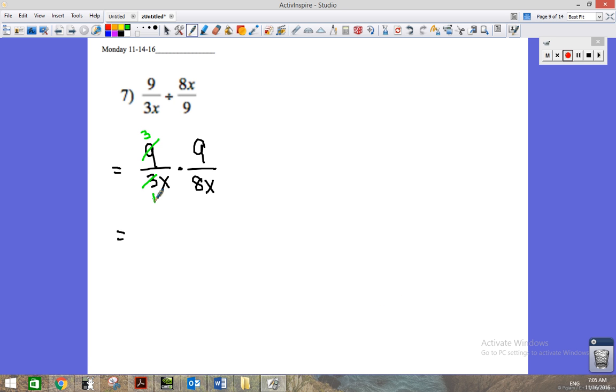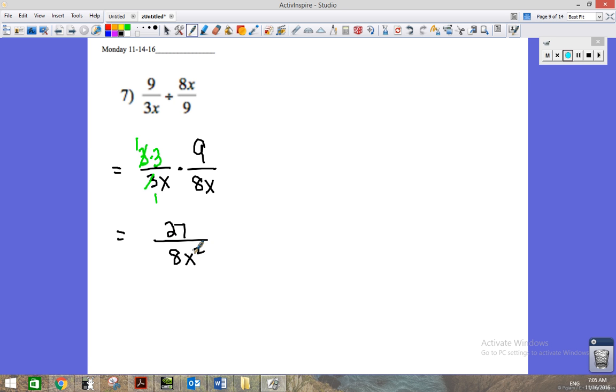3 goes into 3 once, and 3 goes into 9 3 times. If you need to see, what I'm doing is rewriting the number 9 as 3 times 3. And then I'm just canceling that 3 divided by 3 is 1. So I still have this 3 that's in the numerator. So 3 times 9 is 27. And x times x is x squared.